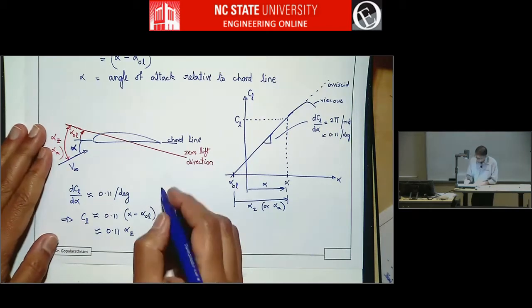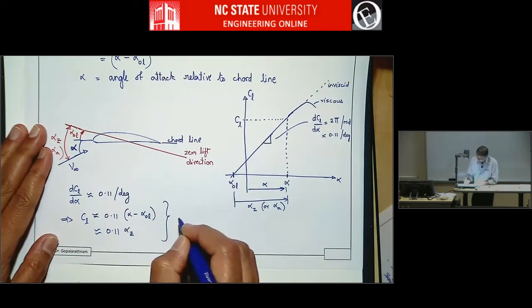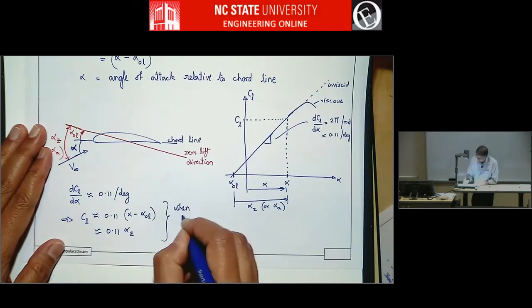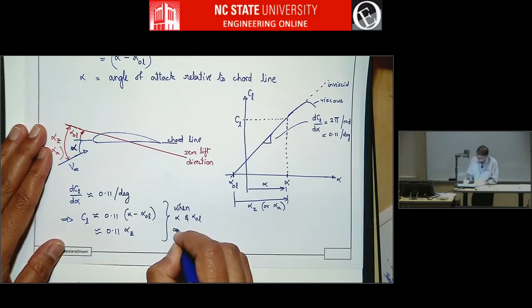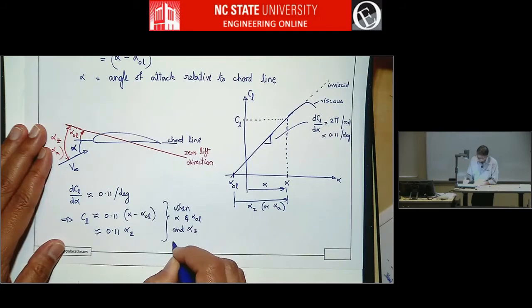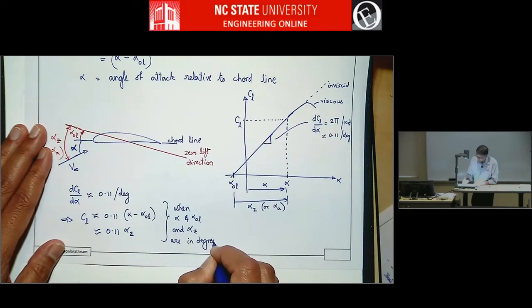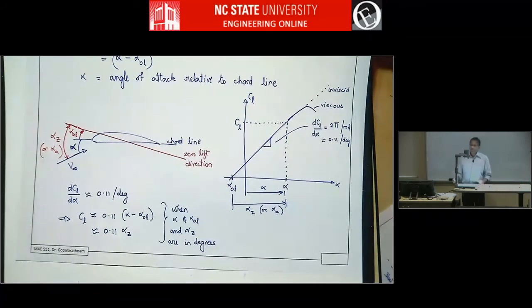So if you're thinking about alpha, alpha z and all that in degrees, it's a simple thing to remember. Lift coefficient is 0.1 times alpha z, or 0.11 if you want to be a little more accurate.